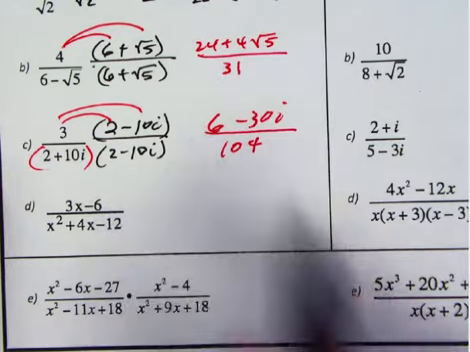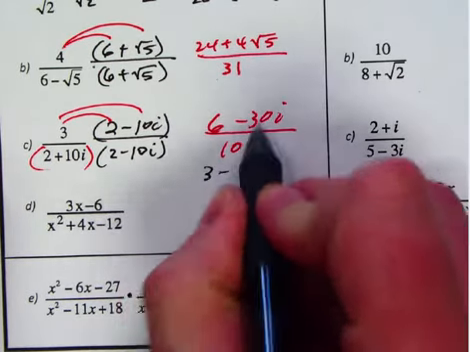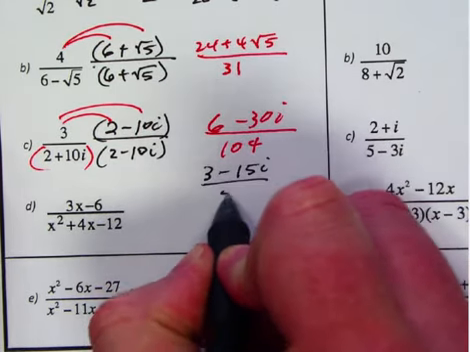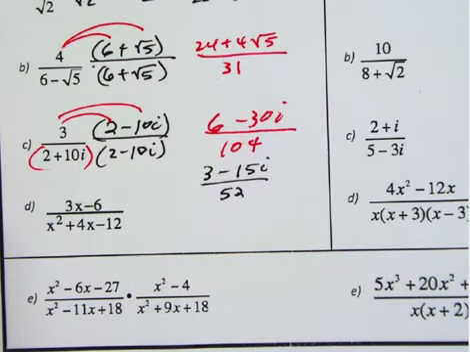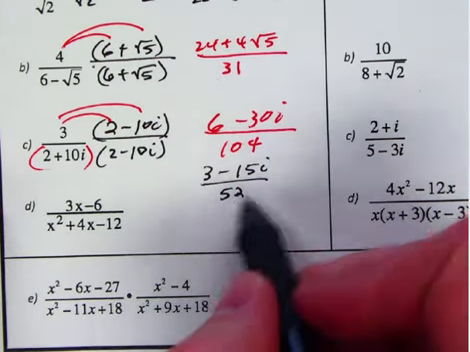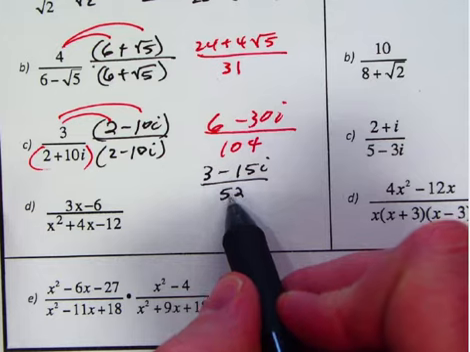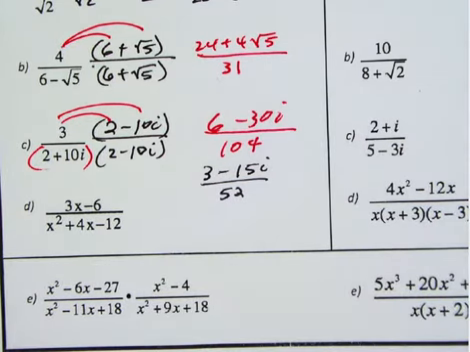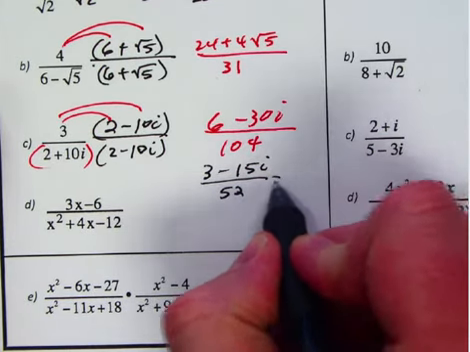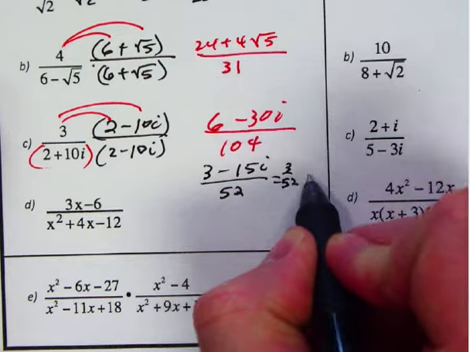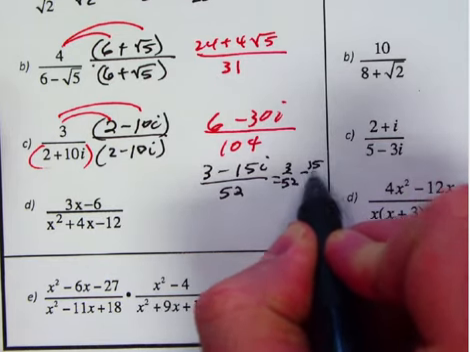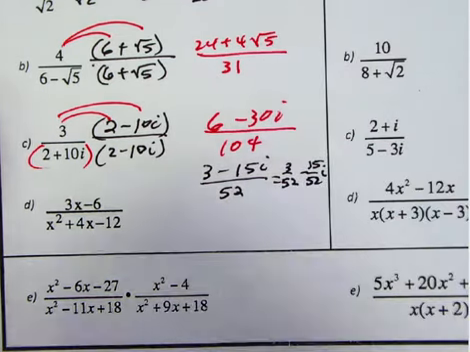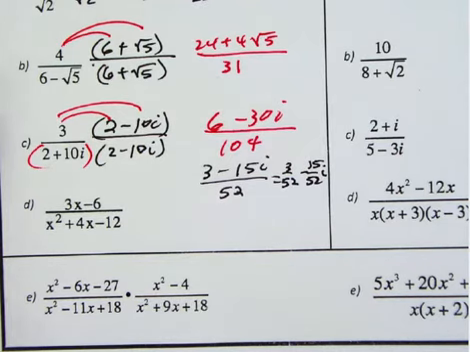So if I divide this by 2, I get 3. Divide this by 2, I get 15. And divide this by 2, I get 52. So there's one acceptable answer. Sometimes they make you write it in what's called a plus bi form. So you have to divide each of those by the denominator. So then you end up getting 3 over 52 minus 15 over 52 i. And that's technically called a plus bi form.